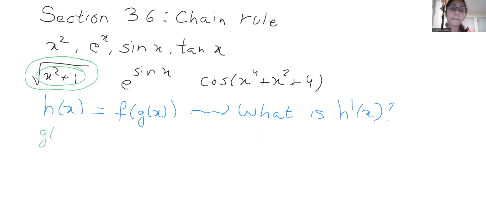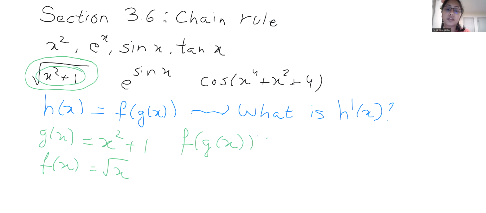g of x is x squared plus 1. f of x is square root of x. And if you evaluate f of g of x, which is f of x squared plus 1, which is square root of x squared plus 1, you exactly have what you started with, h of x. So now try and find what f and g would be for these two functions here.